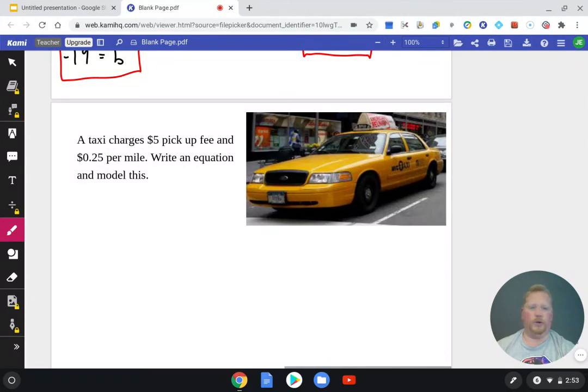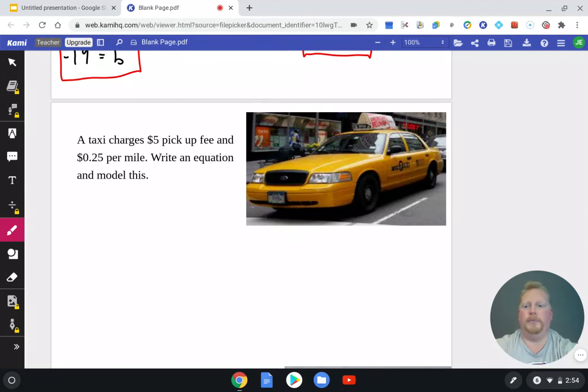So your slope, your rate of change, is how quickly something is changing. So in this case, we're talking about the money that a taxi charges. So you want to know how much your money is changing over time. So you look for the words per, for each, for every, any of those words that mean multiply. And when you see that, that's going to be a very good indicator that that's your slope. To find your y-intercept, it's always what your starting value is, your initial value.